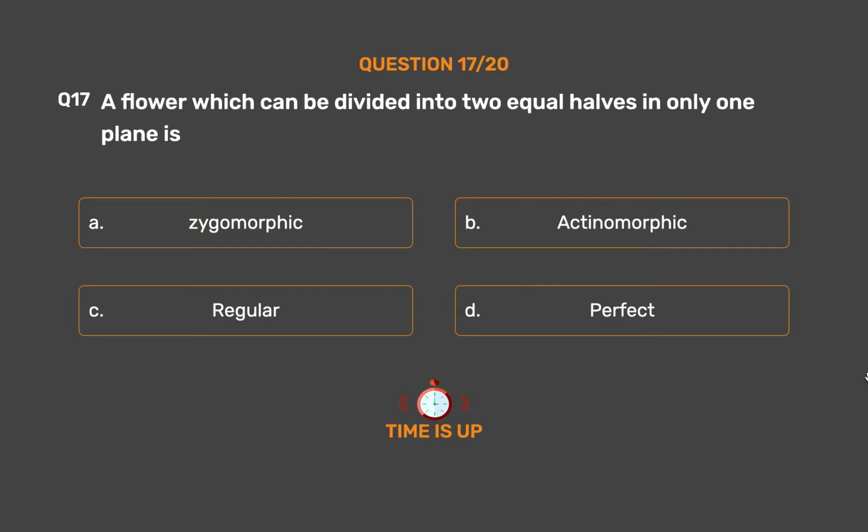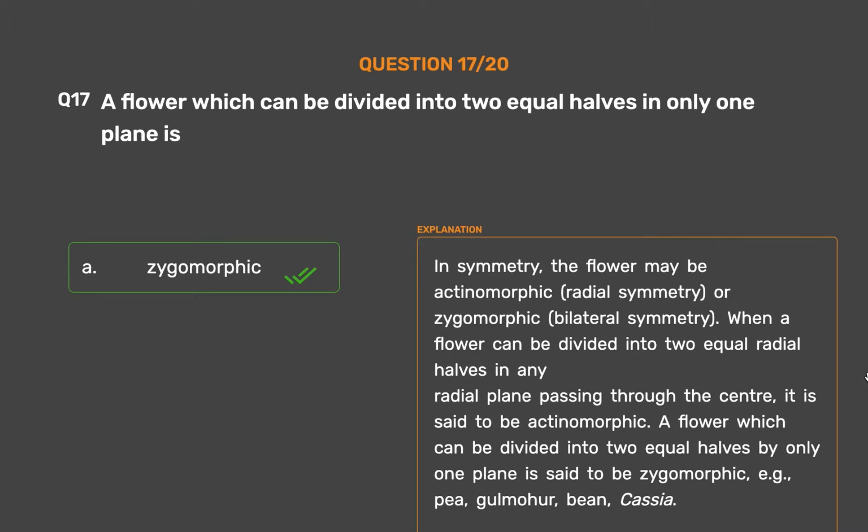The correct answer is option A. Zygomorphic. In symmetry, the flower may be actinomorphic, radial symmetry, or zygomorphic, bilateral symmetry. When a flower can be divided into two equal radial halves in any radial plane passing through the center, it is said to be actinomorphic. A flower which can be divided into two equal halves by only one plane is said to be zygomorphic. For example, pea, gulmohar, bean, cassia.